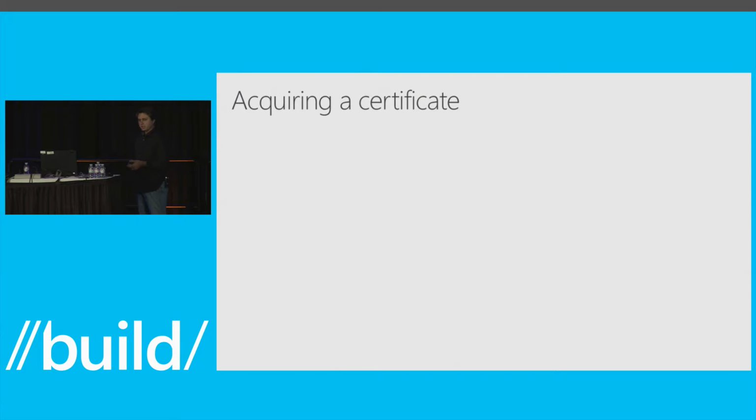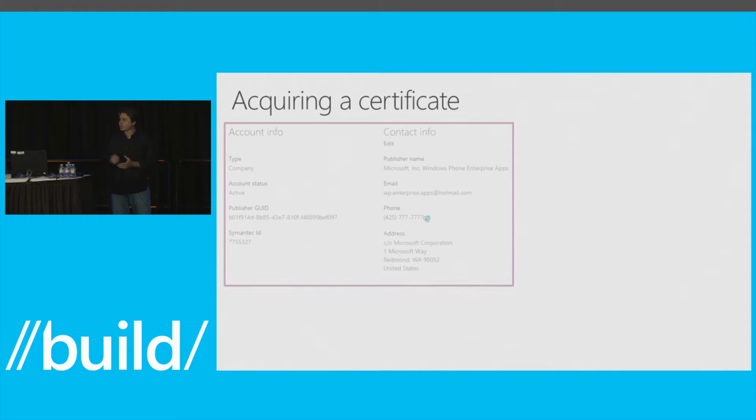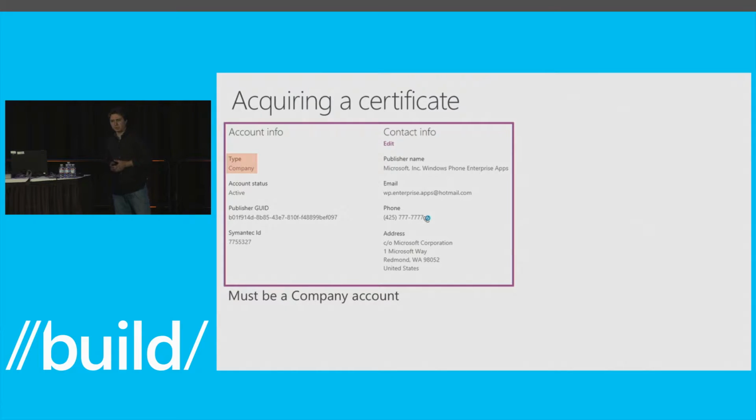So the first part of the process is to acquire a certificate. We have one root of trust for the enterprise app deployment feature on Windows Phone. That's Symantec. But the process first starts with getting a Dev Center account. And you must get a company account. Individual accounts, as well as student accounts and other types of accounts, will not be able to participate for enterprise app deployment. It has to be a company account.